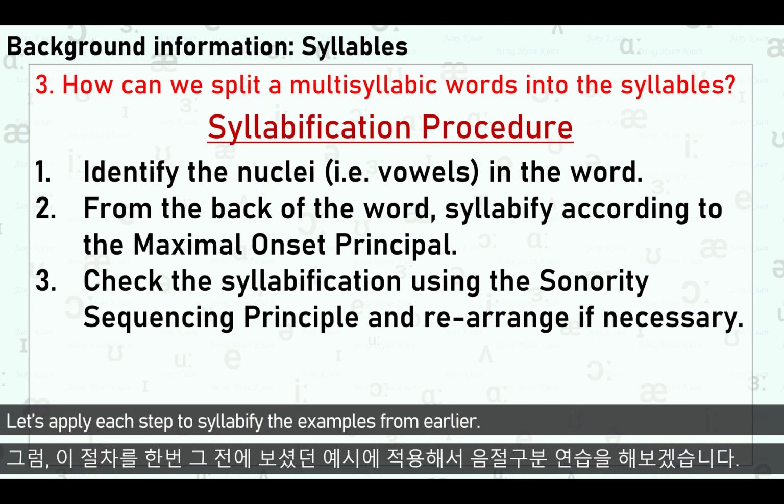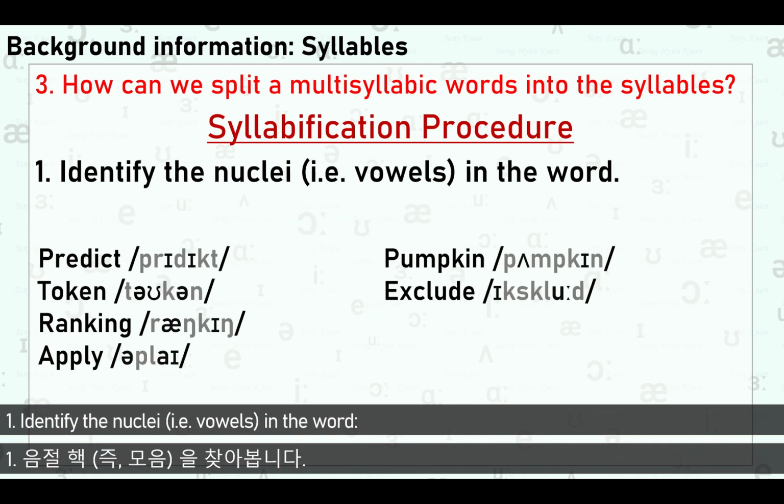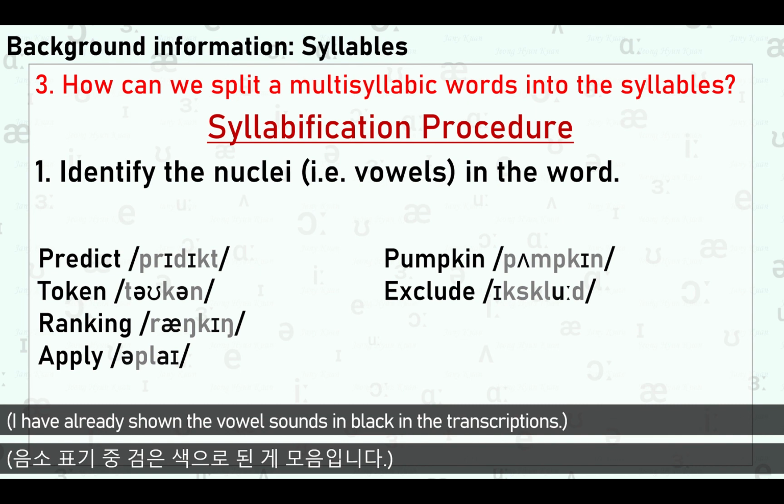Okay, so let's apply each step to syllabify the examples from earlier. 1. Identify the nuclei, that's the vowels, in the word. I have already shown the vowel sounds in black in the transcriptions.